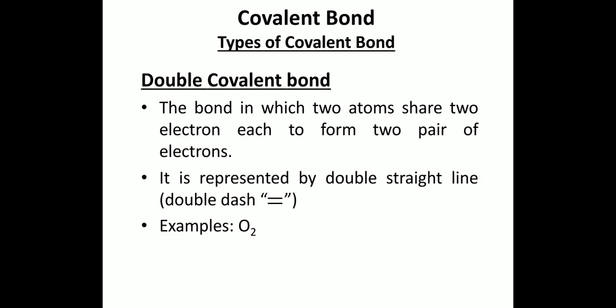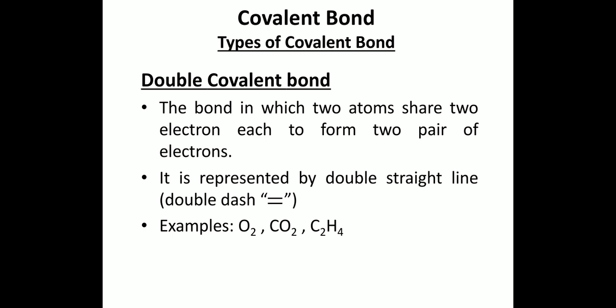Now the double covalent bond. It is the bond in which two atoms share 2 electrons to form 2 pairs of electrons, and it is represented by a double line. Each such bond is known as a covalent bond, which is made by mutual sharing of electrons. Its type depends upon the number of electrons they share.